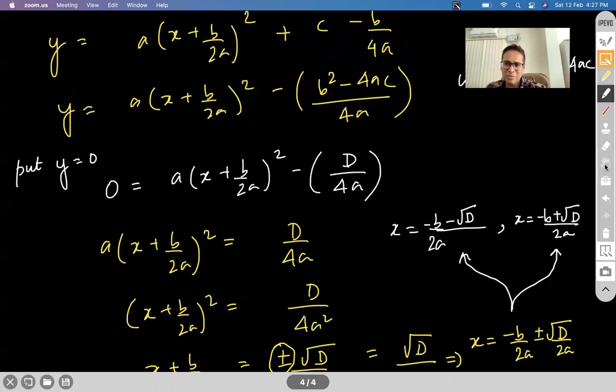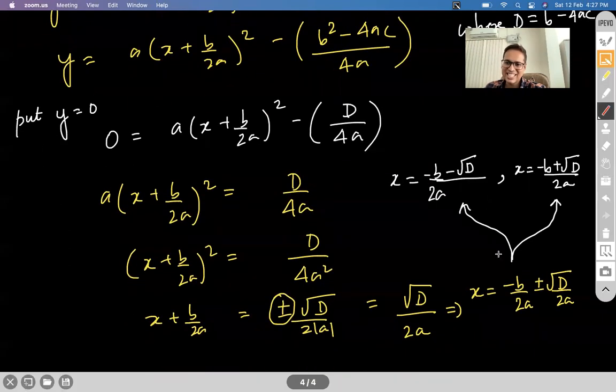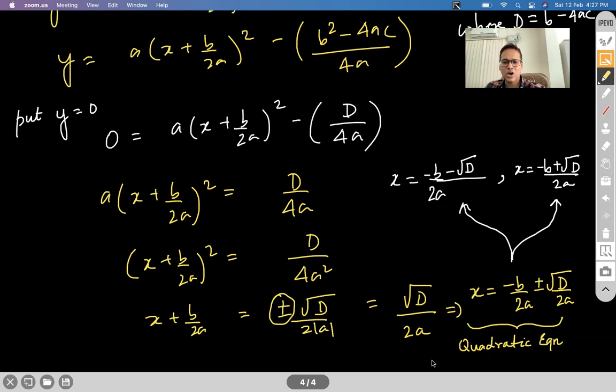Okay, and this formula that you have seen here is actually called the quadratic equation formula or the Sridhar Acharya formula, right? Quadratic equation or Sridhar Acharya formula. Okay. Now I will show you something related to the graphical aspects of it also.